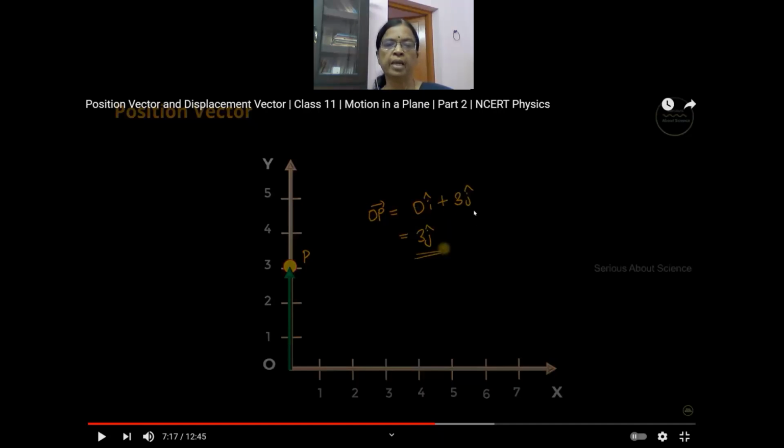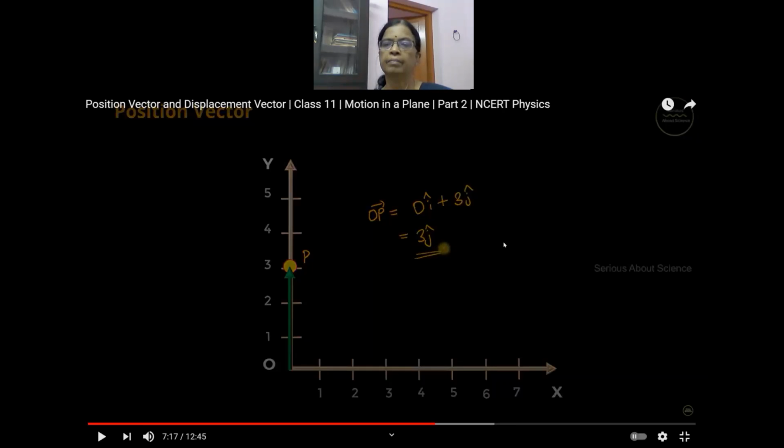3 j cap represents a position vector, and it has moved 3 centimeter along the y direction. J cap is the unit vector in the direction of y. So j cap is the direction. 3 means its magnitude: how much distance it moved. What is j cap? You need not say it moved along the y axis. You just write j cap. That is enough to understand that the body or particle moved along the y direction. J cap is the direction.